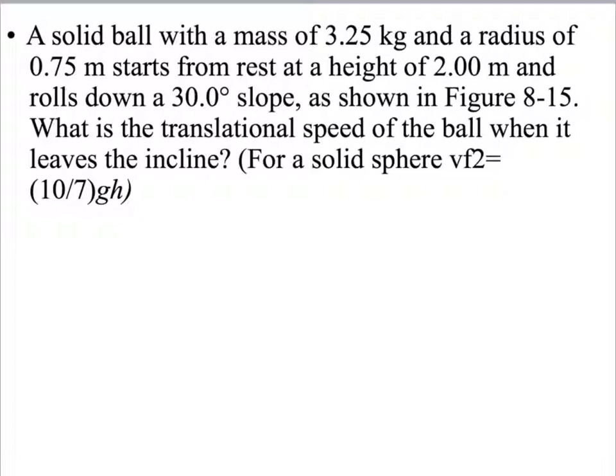Now, yesterday I showed you a picture. It had all the different equations for the different shaped objects. Using that information, and it's outlined in your book, we find that the final velocity squared equals 10/7 times acceleration due to gravity times the height. The book goes step by step on how they come up with this equation. I want you to know the equation and know how to use it.